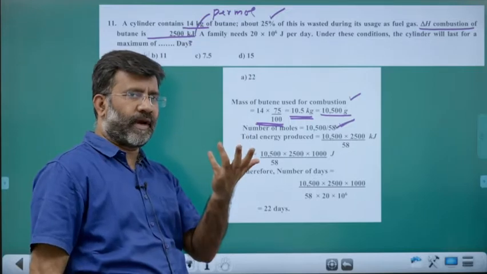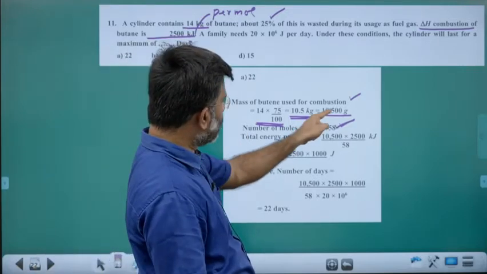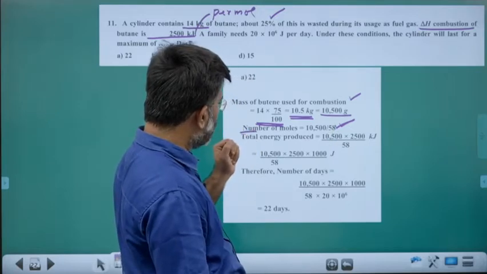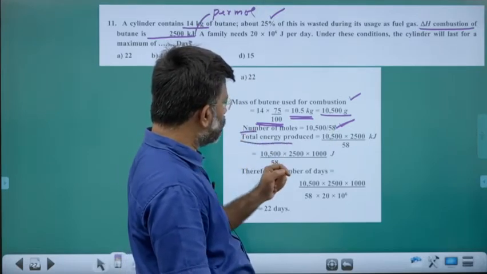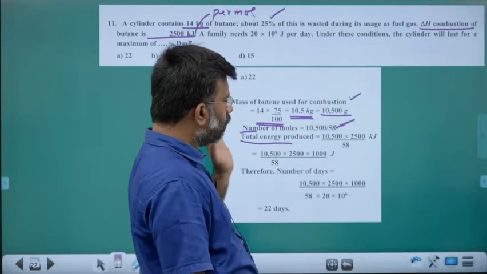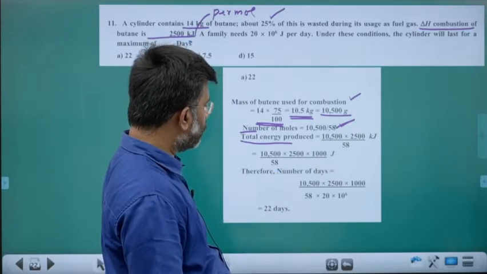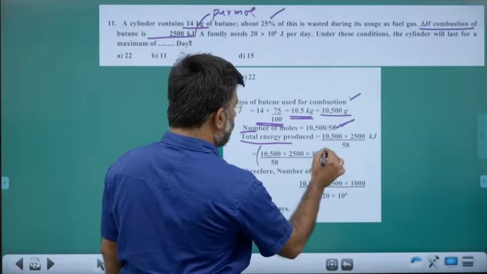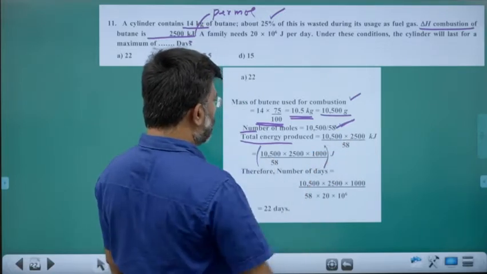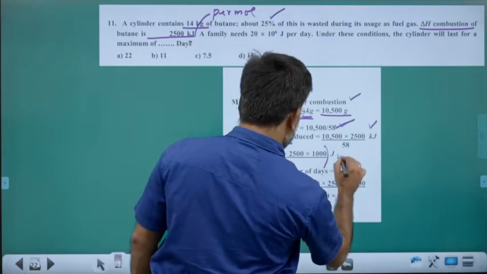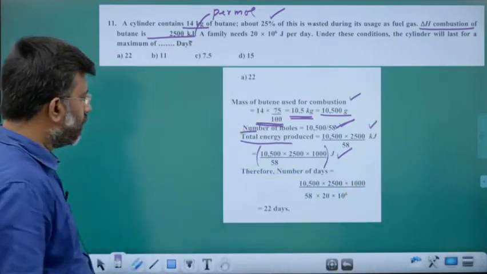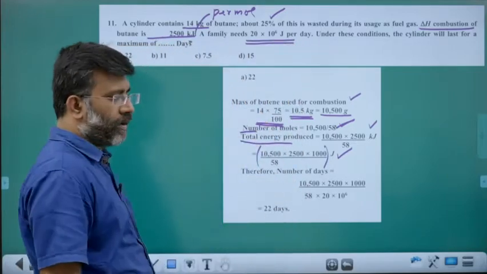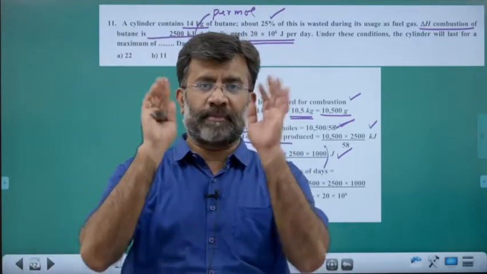How many moles do we have? We have this many grams divided by 58, which gives the number of moles. Therefore, the total energy produced will be the number of moles times 2500 kilojoule. So this is the number of moles, this is the energy available in kilojoules, and multiplied by 1000 it is in joules. Now, one day you need this much energy in joules.